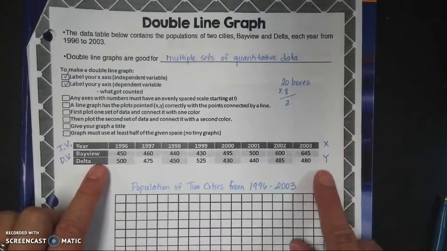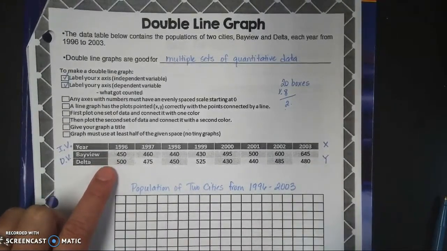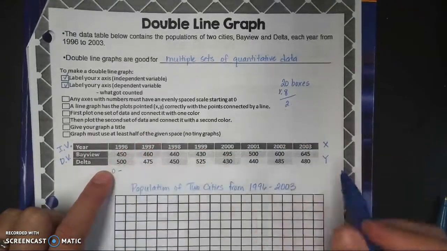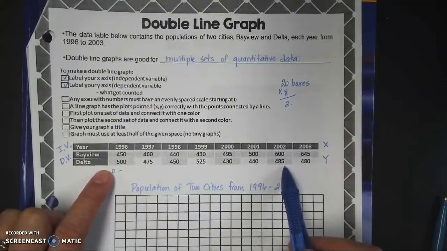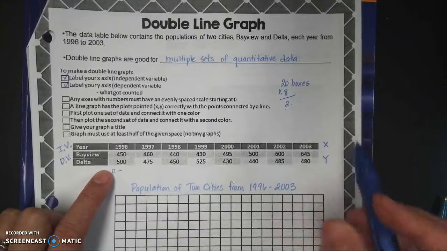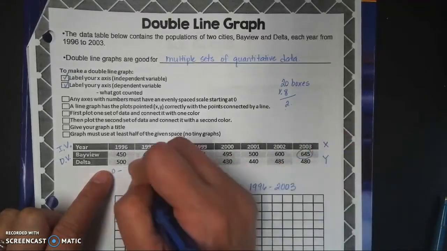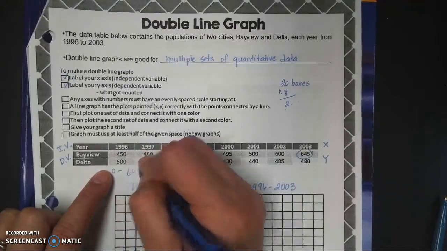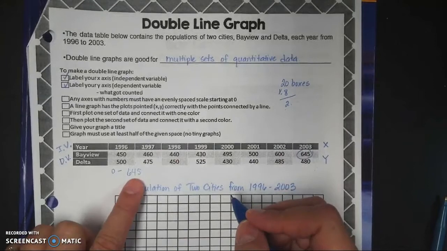For the y-axis, this is a little more complicated. I have to look at this data and decide. I'm going to start at 0, and I need to go to the highest data point for any of these cities. And so the very highest data point that I have is 645, right here. So I need to go from 0 to 645, and I've got 20 spaces to do it.